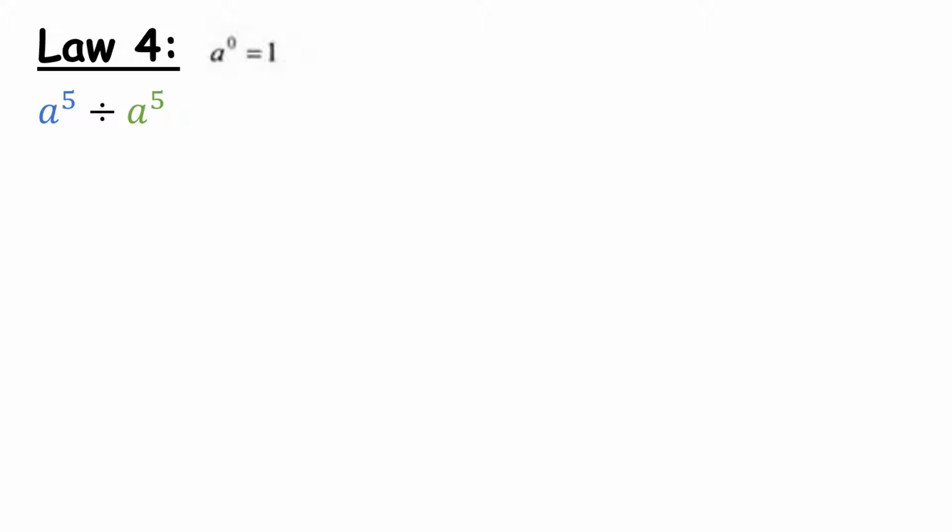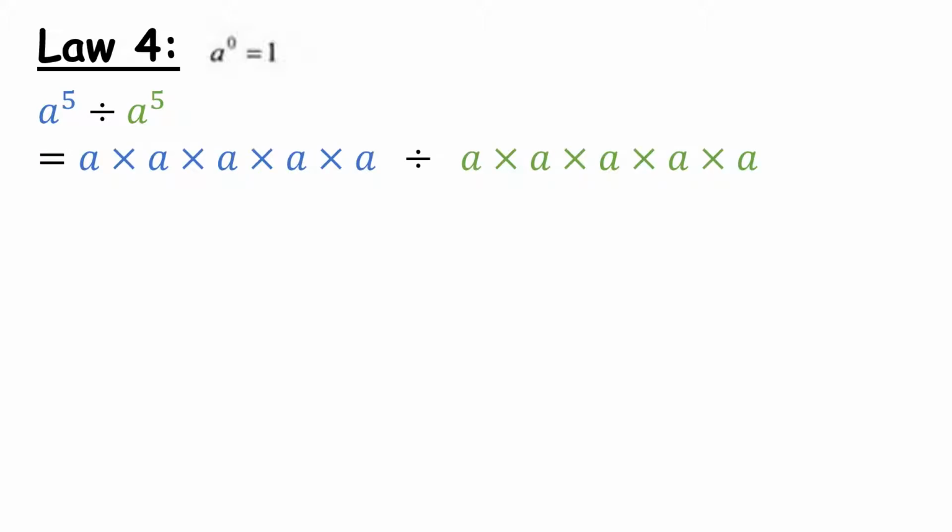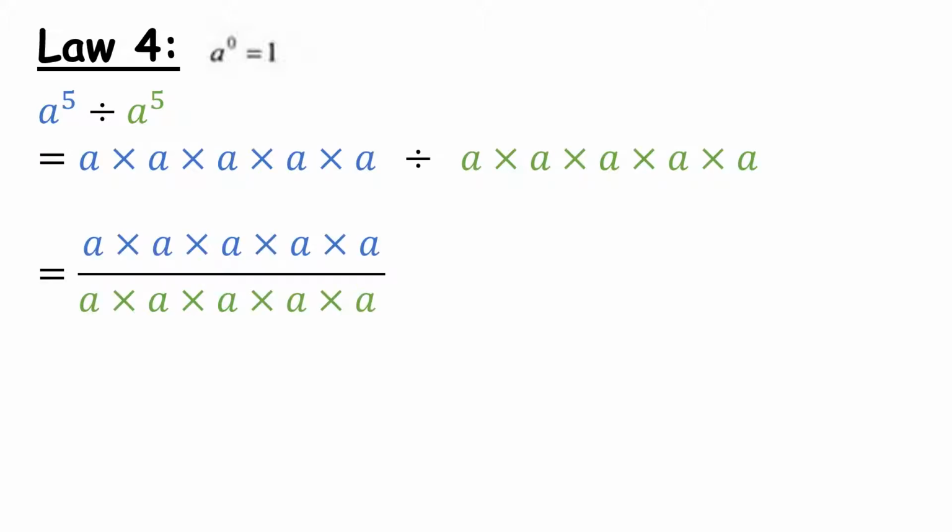So let's take an example of a to the power of 5 divided by a to the power of 5. If I was to work this through, I have a by a by a by a by a divided by a by a by a by a by a, and that simply gives me 1. Now, you would say straight away, well, any number divided by itself equals 1. So we're all happy that a to the power of 5 divided by a to the power of 5 equals 1, no argument. However, let's think about this in terms of the laws of indices.